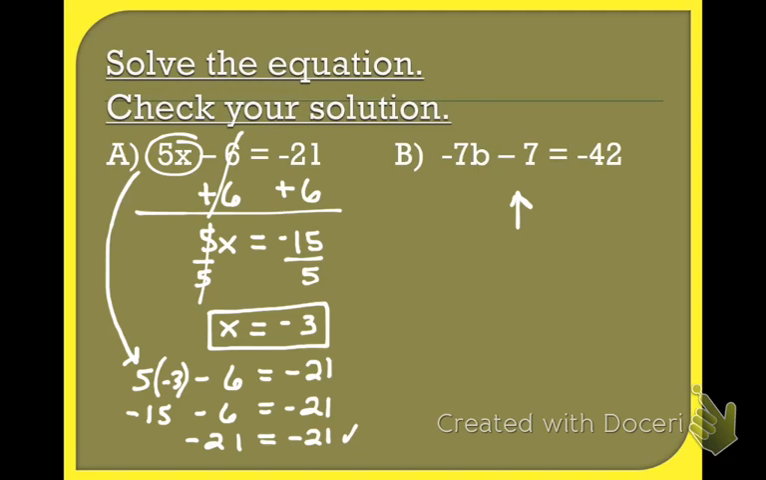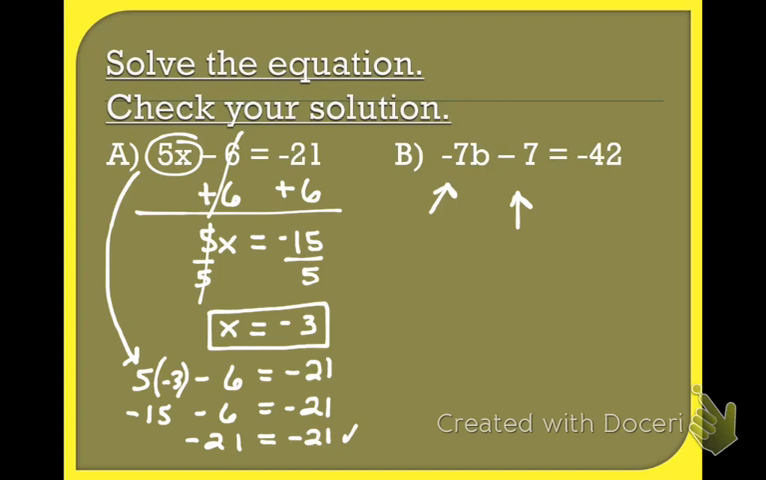Means to multiply negative 7 times B. So I've got to get rid of this negative 7 and I have to get rid of the other negative 7. Let's get rid of 1 first because it's going to be a two-step problem. What do I do first in my rules? Add and subtract or multiply and divide?